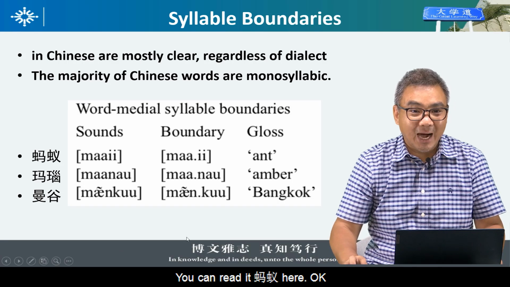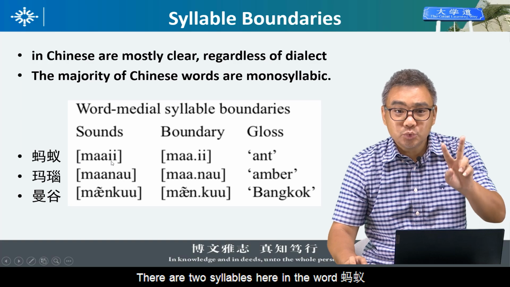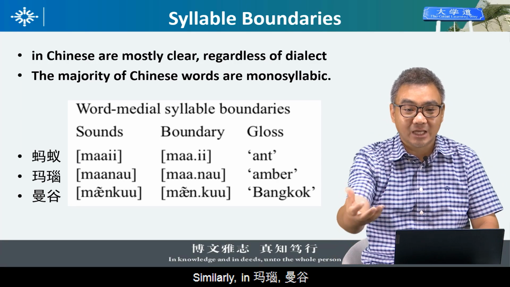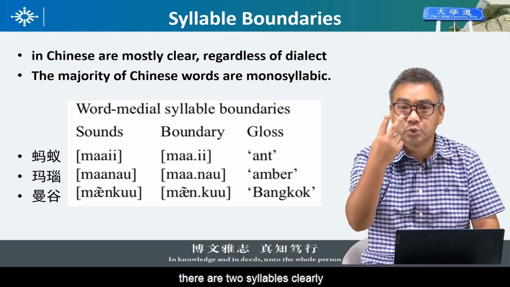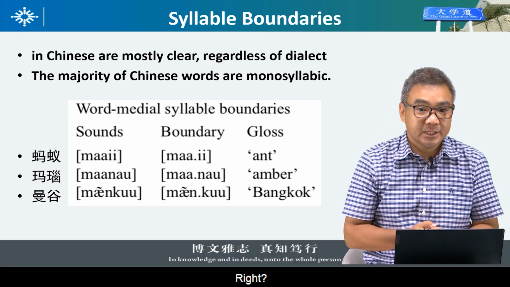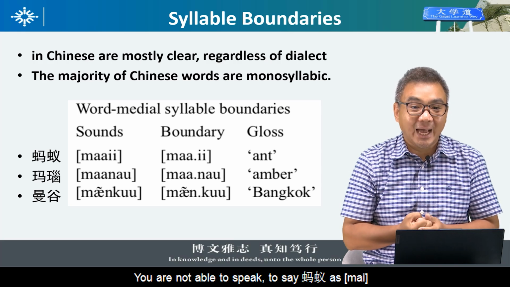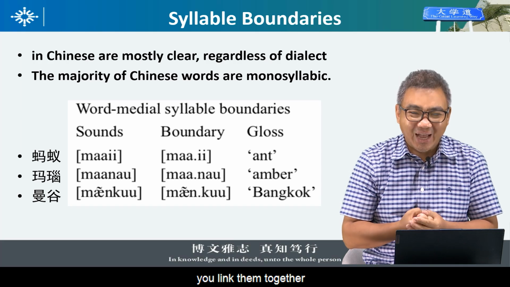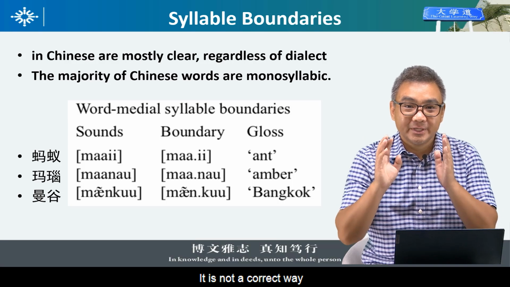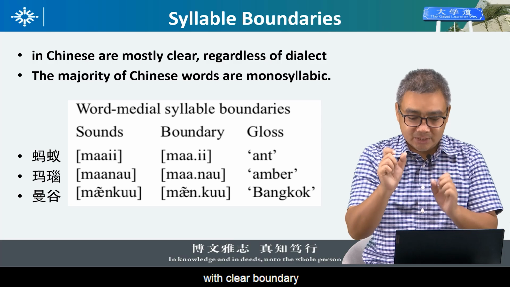Here are some examples. You can read it 蚂蚁 here. Okay, 蚂蚁. There are 2 syllables here in the word 蚂蚁. Similarly in 玛瑙, 曼谷. Okay, there are 2 syllables clearly pronounced, right? You are not able to say 蚂蚁 as a my. Okay, you link them together. Okay, no, it is not the correct way. You need to pronounce it as 蚂蚁. Okay, clear boundary, with clear boundary between 2 syllables.